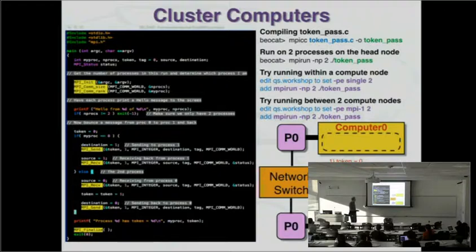So again, over here is our 2 compute node cluster. This again shows the order of everything in the numbers. Anything in red is what computer 0 does. Computer 0 starts with the token set, the variable set to 0. It sends it to processor 1. Then it hits the receive, so it has to wait there. It can't do that yet.